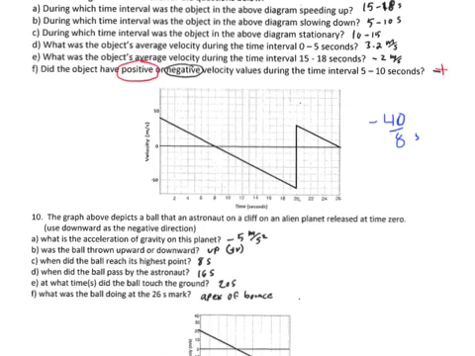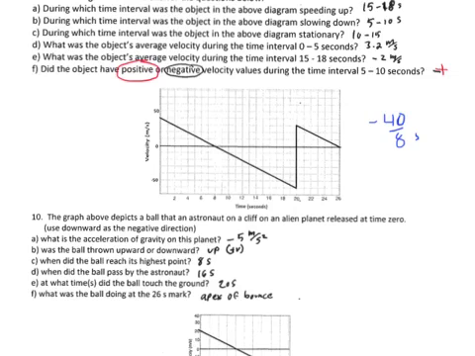When did the ball reach its highest point? Well, it's going to go up, reach 0, and then come back down. So it reached 0 in 8 seconds. When did the ball pass by the astronaut? Well, it went up for 8 seconds, so 8 seconds later it's going to pass by the astronaut, so that would be at time 16.